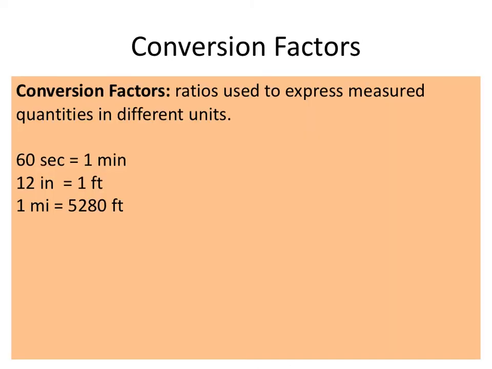Conversion factors are ratios or relationships used to express measured quantities in different units. And you guys are already super familiar with conversion factors in your day-to-day life. You know that there's 60 seconds in 1 minute, that there's 12 inches in a foot. Some of you may know that 5,280 feet is equal to 1 mile. You know that there's 4 quarters in a dollar. There's plenty of conversion factors that we deal with day to day, and we just understand how to utilize them.